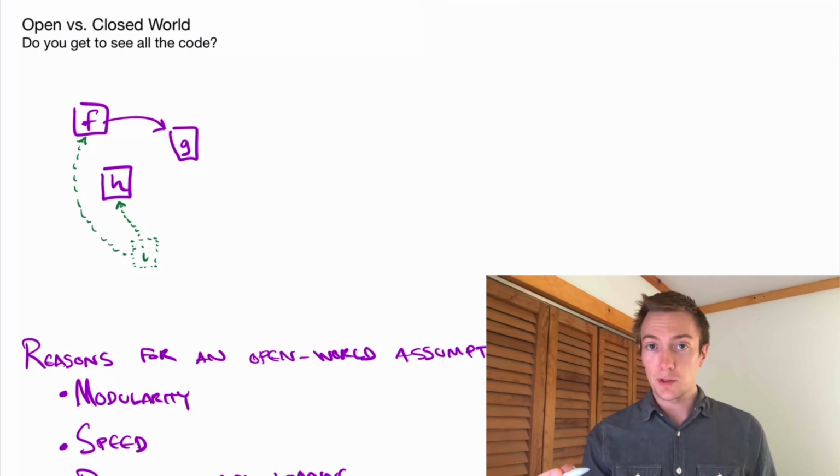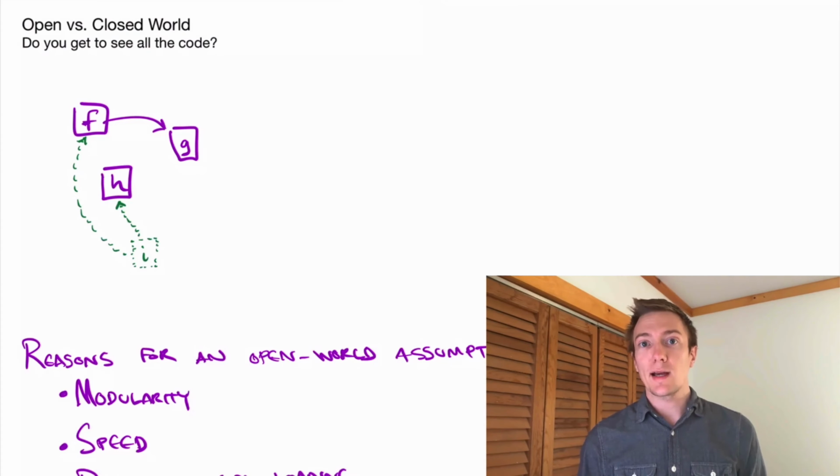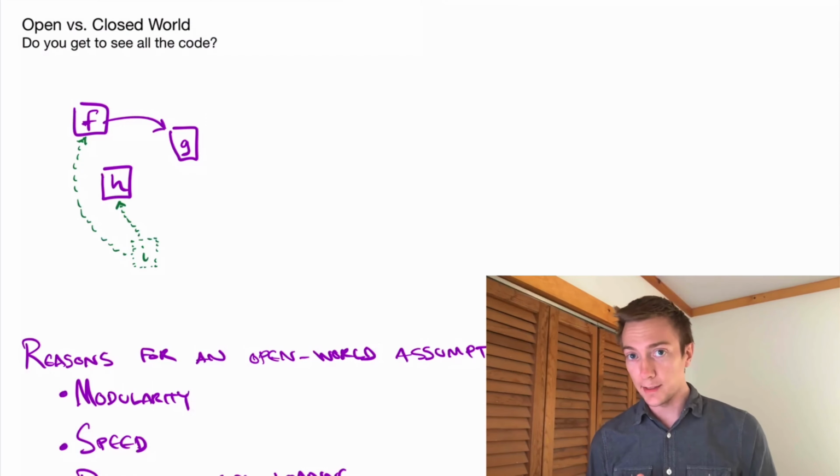In a closed world assumption, you have more optimization potential because you get to assume that the code that you see is everything. You get to analyze the entire program and make assumptions based on the fact that nothing else can possibly influence the execution of the program at runtime.